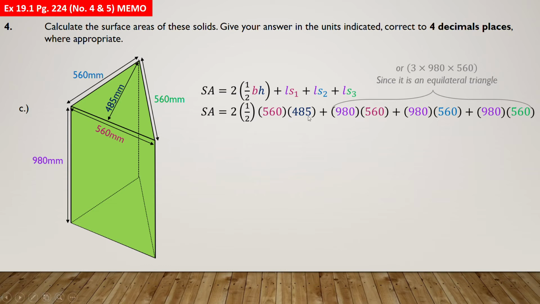So if you wanted to, you could have actually substituted this here as 3 times 980 times 560. That would be acceptable. Alright, and then if I put that all in my calculator with the brackets exactly in the same place, I'm going to get this: 1,918,000 millimeters squared. Don't forget your units.